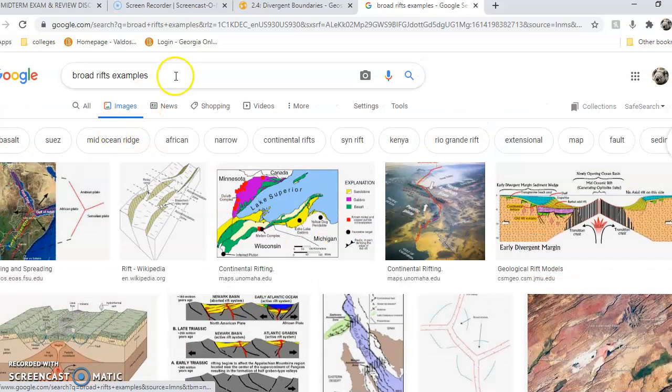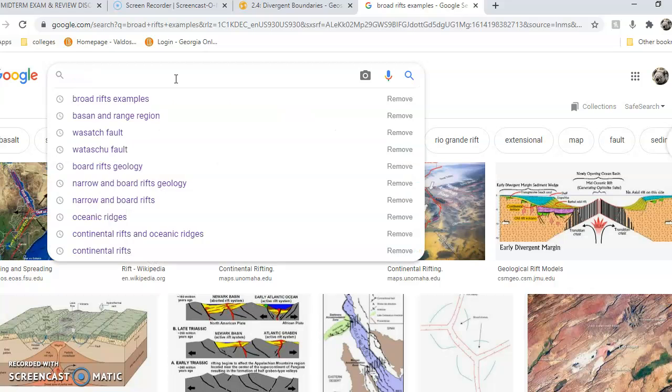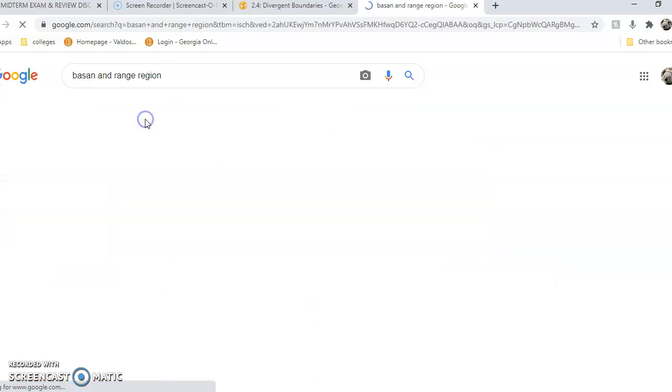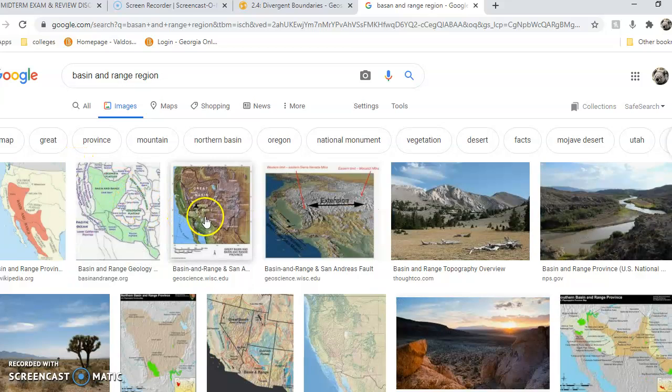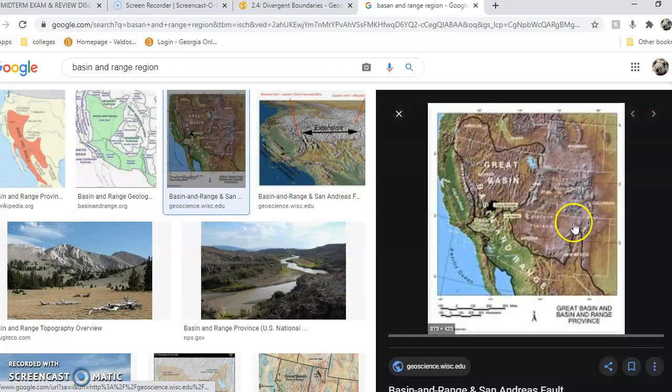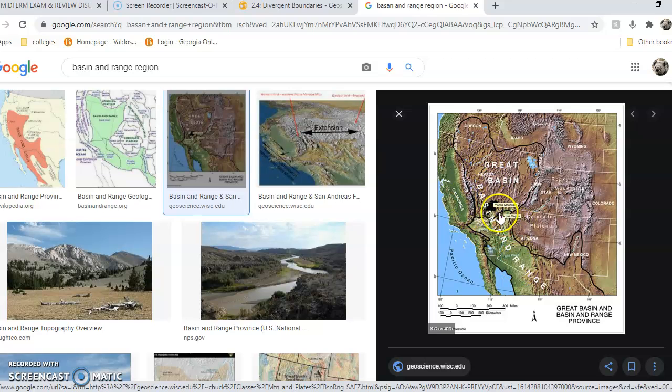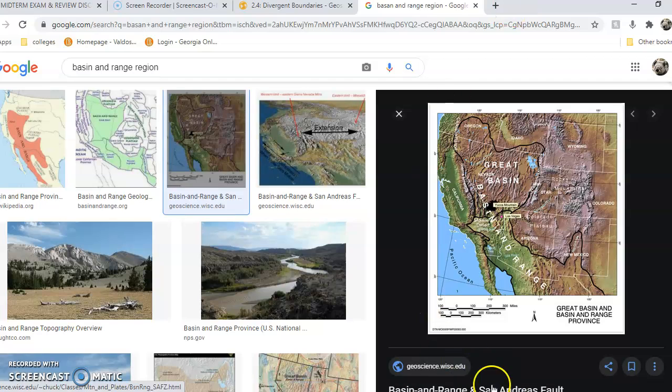Let me see if I can pull up a picture of it. Basin and Range region, here it goes. So this area right here, that's an example of what broad rifts are.